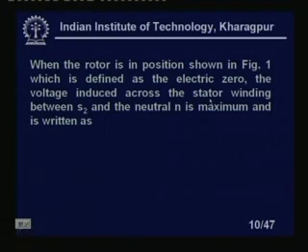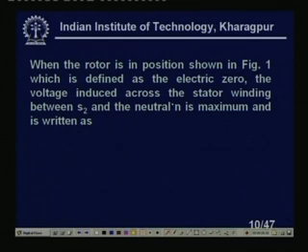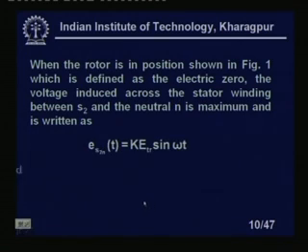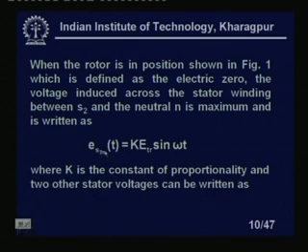The induced voltage across the stator winding between S2 and the neutral N is maximum, and is written as ES2N equal to K ETR sin omega t, with no phase shift, where K is the constant of proportionality. Please note, this is the neutral, which we abbreviate as N. The two other stator voltages can be written as well.